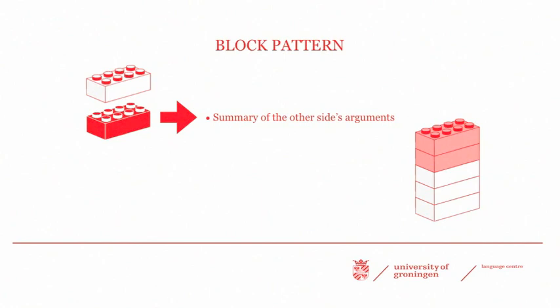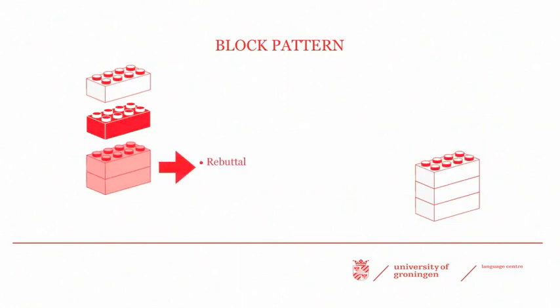In the second block, you supply a summary of the other side's arguments. In other words, you briefly explain what the views and opinions are of the people that disagree with you. In the third section or block of your essay, you rebut the other side's arguments one by one, explaining why these arguments are no good or of little importance.